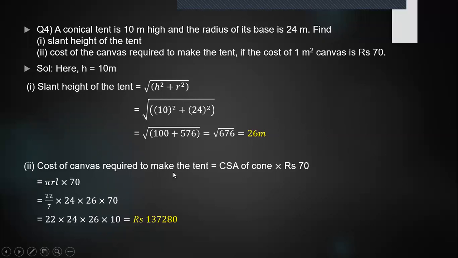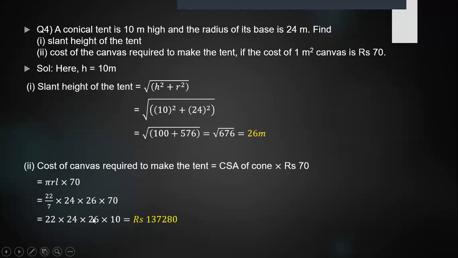Cost of canvas required to make the tent is going to be equal to the CSA of the cone into 70. Why CSA of the cone? Because when you put tents on the grass, the circular base is never there. So it is just the CSA of the tent, conical tent, which is counted. That's going to lead to pi r L into 70.